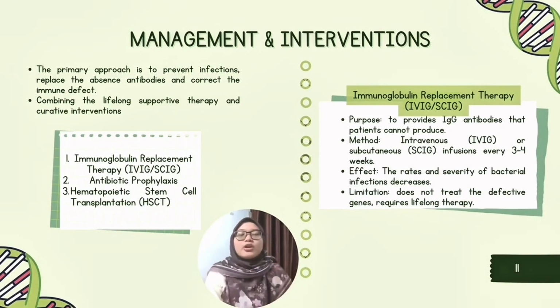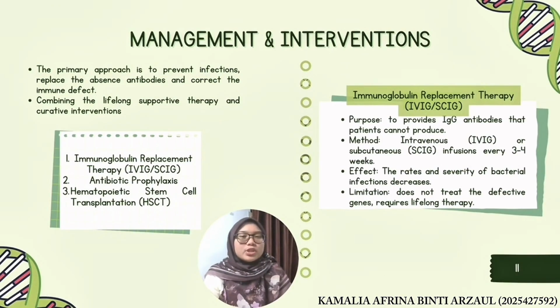So now we are going to look at the management and interventions for XHIGM. So the primary approach is to prevent infections, replace the absent antibodies, and correct the immune defect. Currently, the focus is on combining lifelong supportive therapy and curative interventions. There are 3 treatments for the patient, which are immunoglobulin replacement therapy, antibiotic prophylaxis, and hematopoietic stem cell transplantation.